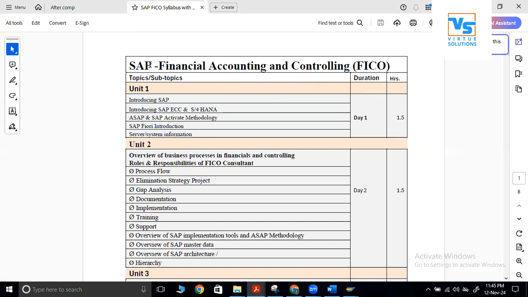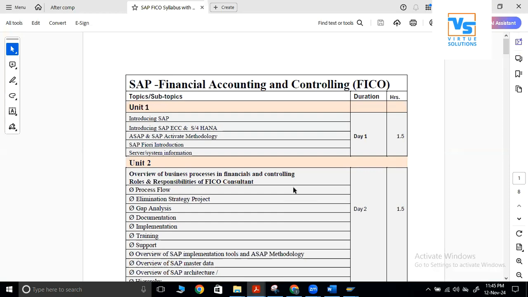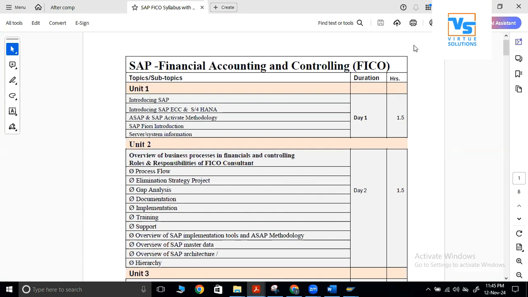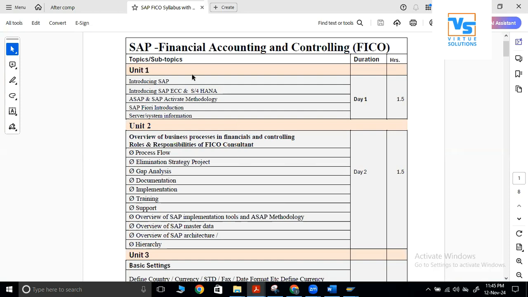See, this is the syllabus. Everything has been given completely in a very structured way: how much time it is going to take, day one, day two, day three wise. Everything has been written over here. These are the topics, and all are divided under units.